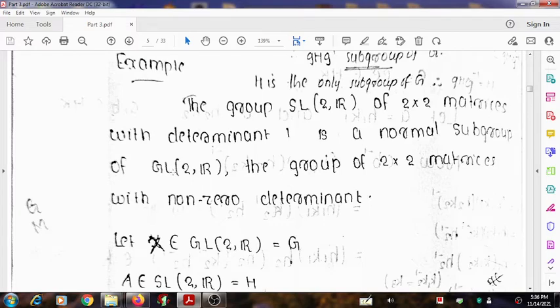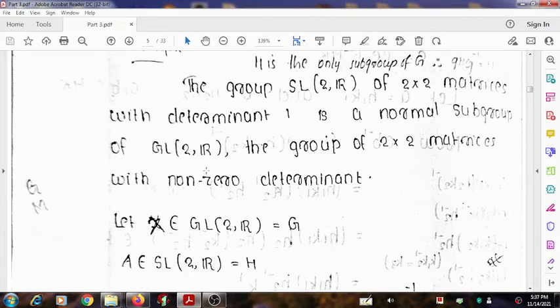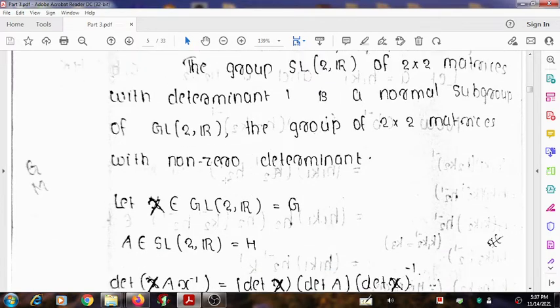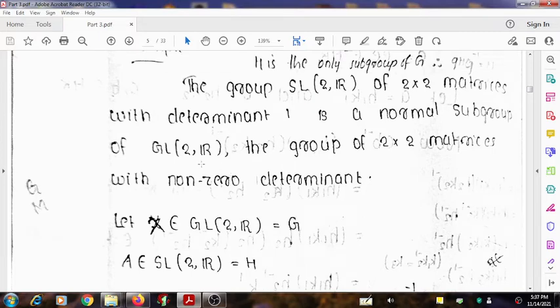We have seen earlier that both behave like groups. So it is now clear that the group SL2R is a subgroup of GL2R, and we want to show that SL2R is a normal subgroup of GL2R.